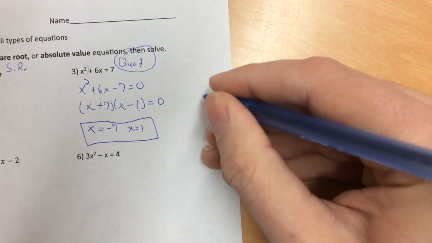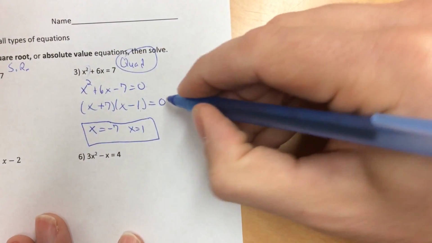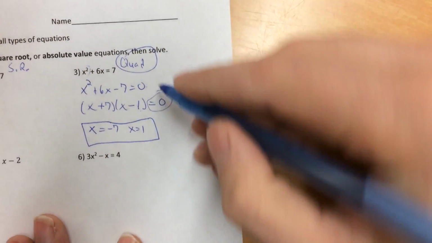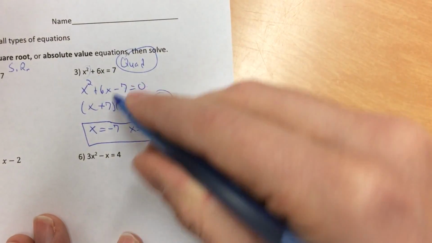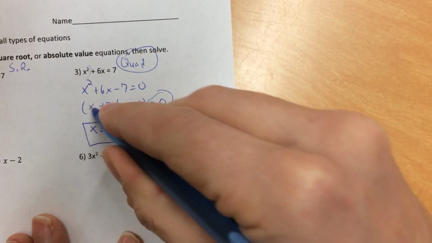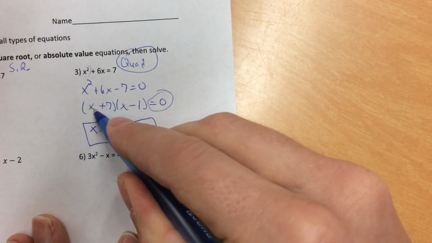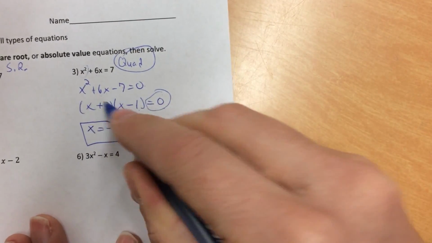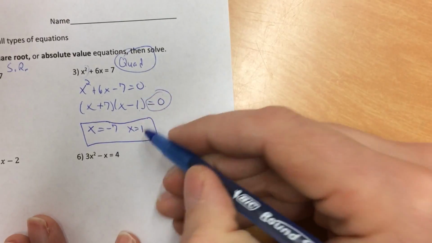One of the things I see people lose points for on this is they lose their equals 0. The whole reason this works is we make it equal to 0, we see what multiplies to make 0, and so then you make each factor 0 because 0 times anything is 0. You only need to make one of them 0 to make it true, which is why there are two solutions.